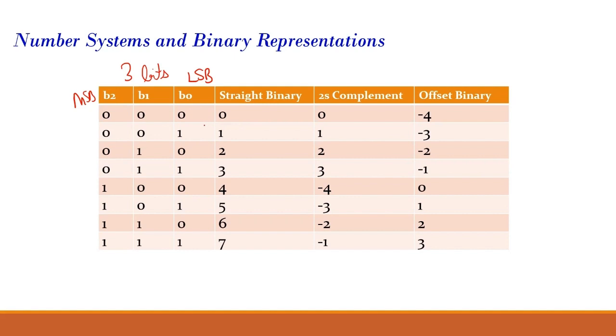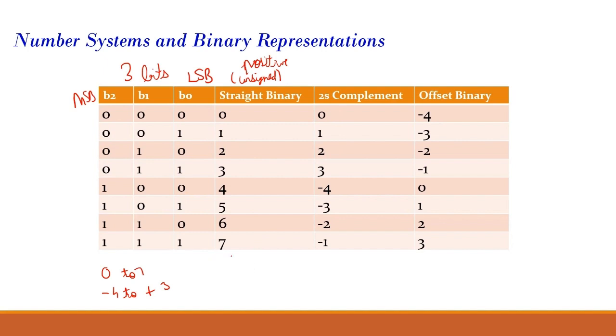So what is the value when it's all zeros? This is straight binary, which means it is unsigned. Unsigned means it can take only positive values. Because it is 3-bit, the value will range from 0 to 7, while in the signed case, it will range from minus 4 to plus 3.